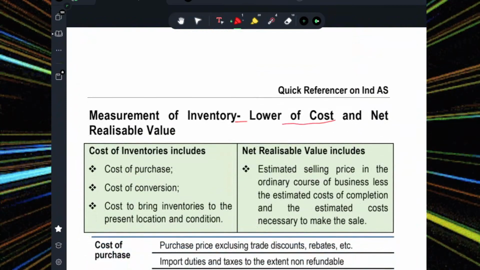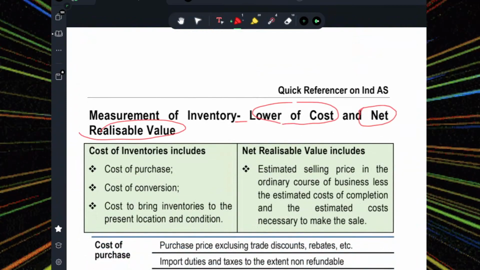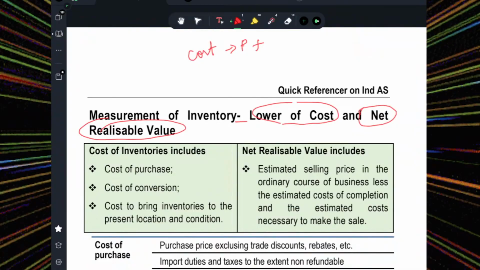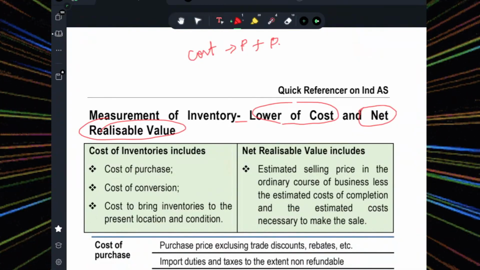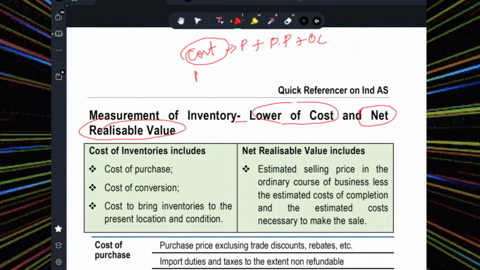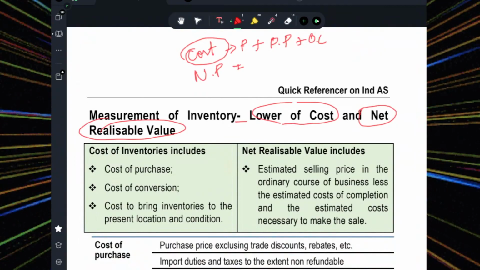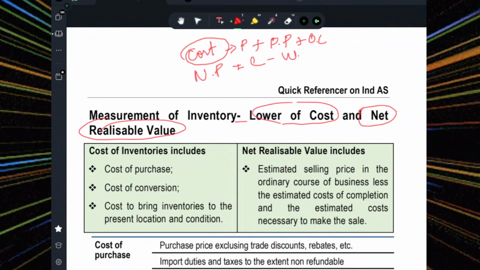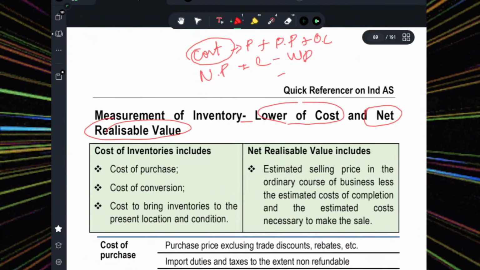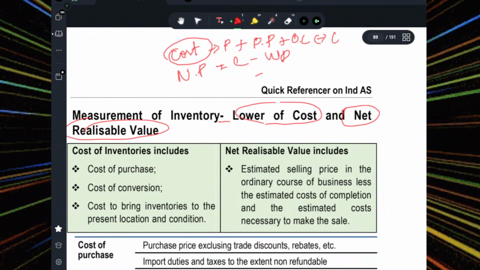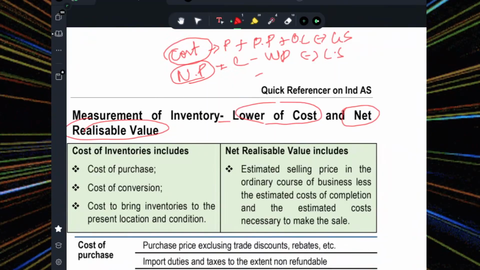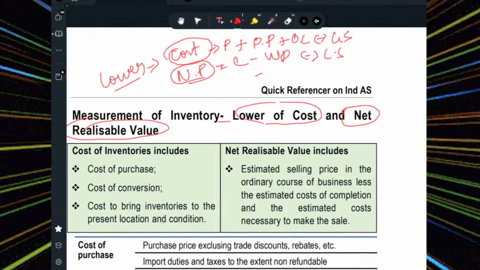Measurement of inventory is at the lower of cost or net realizable value. First we want to see cost, which includes the purchase value, the cost of bringing it to the place, the price plus other costs. Net realizable value is this estimated selling price minus the cost of completion and the cost of sales. What will be the cost of selling it? That is also subtracted. This will become the value of inventory, whichever is lower. Of both, whatever is the lowest value, we will take it.